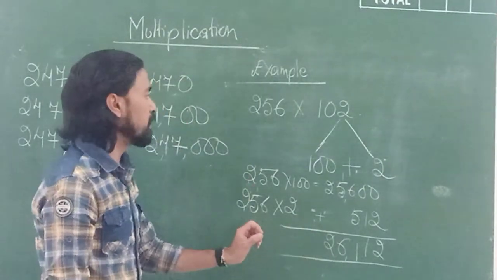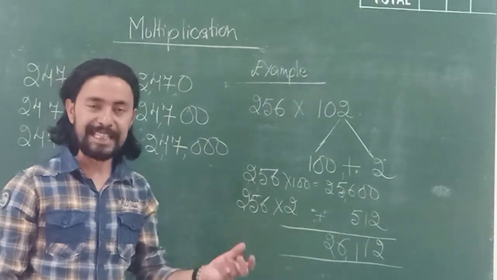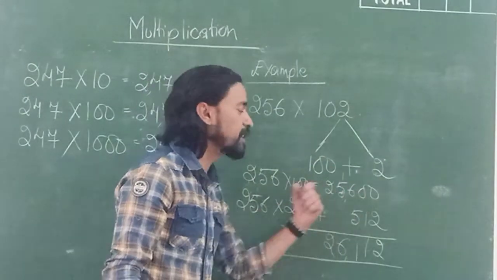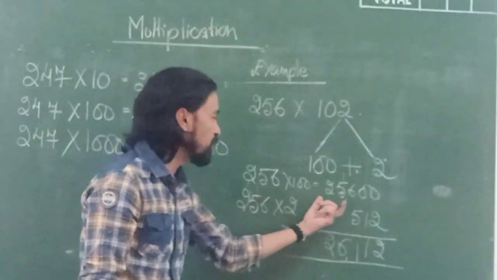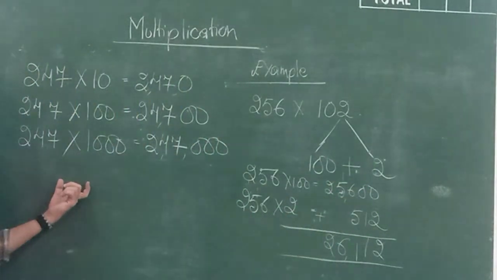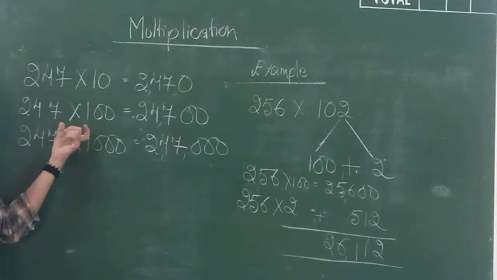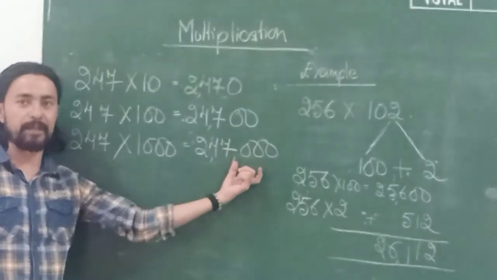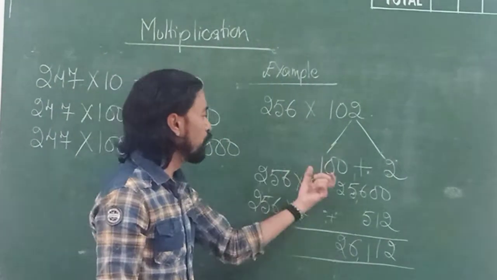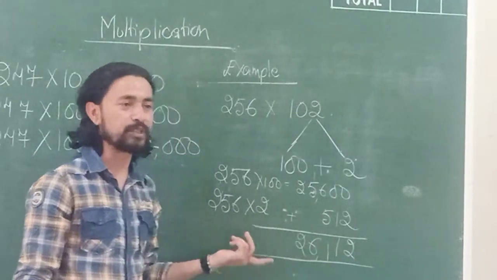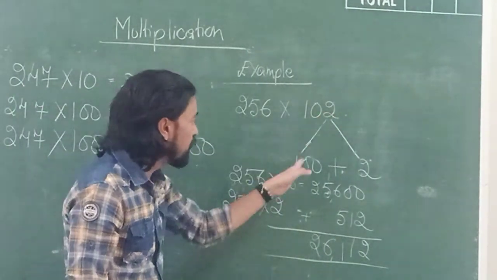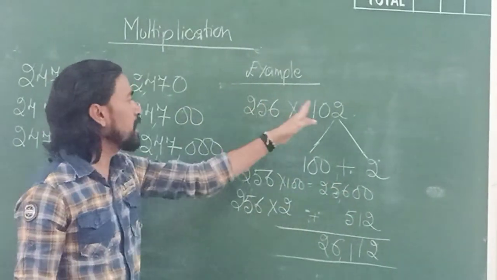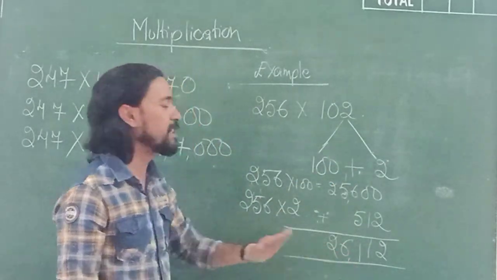But what I have done is to make my work simpler, easier, faster and accurate. I have taken 256 and multiplied by 100 because it will give me the answer faster. All I have to do is write 256 and add 2 zeros, like I showed in the example here: 247 add 1 zero, 247 add 2 zeros multiplied by 100, 247 add 3 zeros because multiplied by 1000. Similarly here, 256 multiplied by 100, 256 add 2 zeros. But because I have split 102 into 2 parts, I have to multiply it by 100 and get an answer, and multiply it by 2 and get the answer, and those answers added up will give me my final answer.